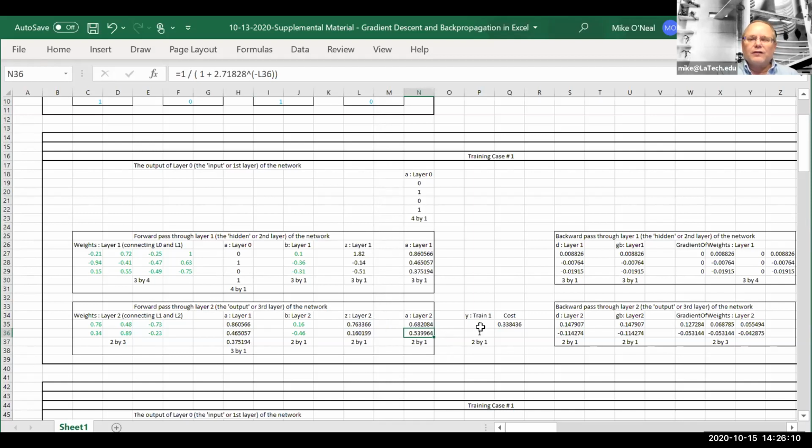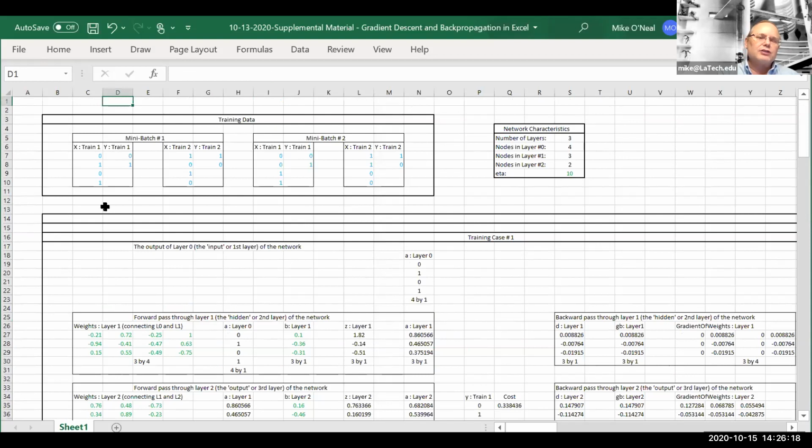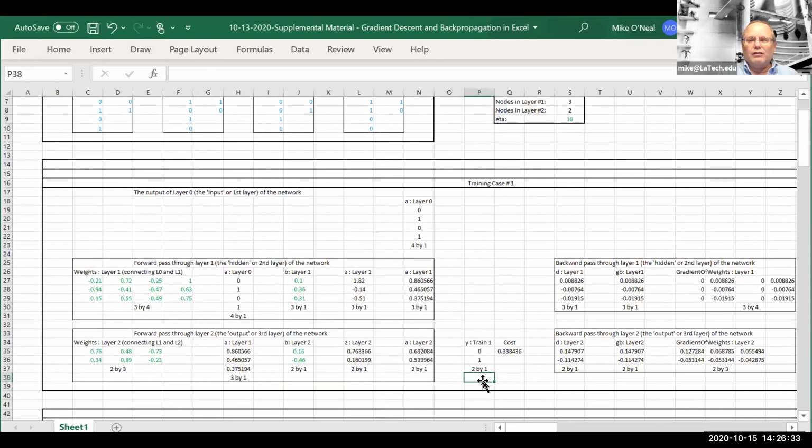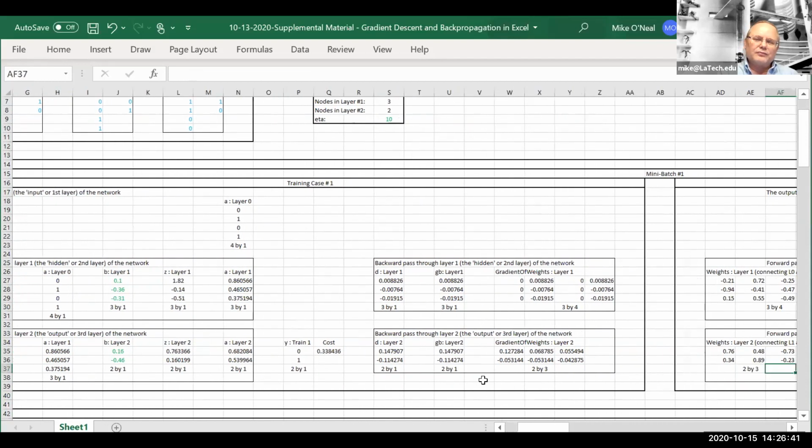We also have the correct answer. Remember, this was the input. We also have the correct answer because I gave it to you in the training data. Here's the input, 0101, 0101, and here's the correct answer, 01. And you can see the correct answer down here, 01. That's going to let you calculate a cost function, which we don't directly use, and the derivative of that cost function is going to let us calculate our errors.